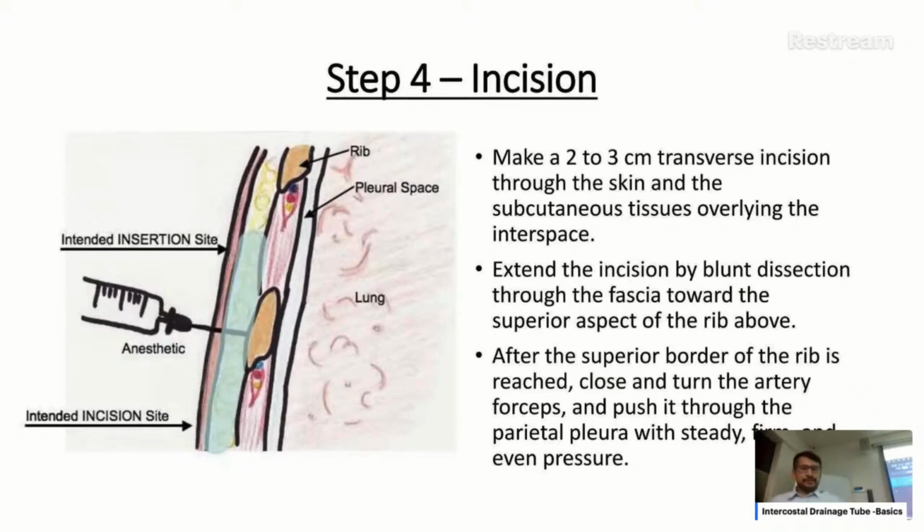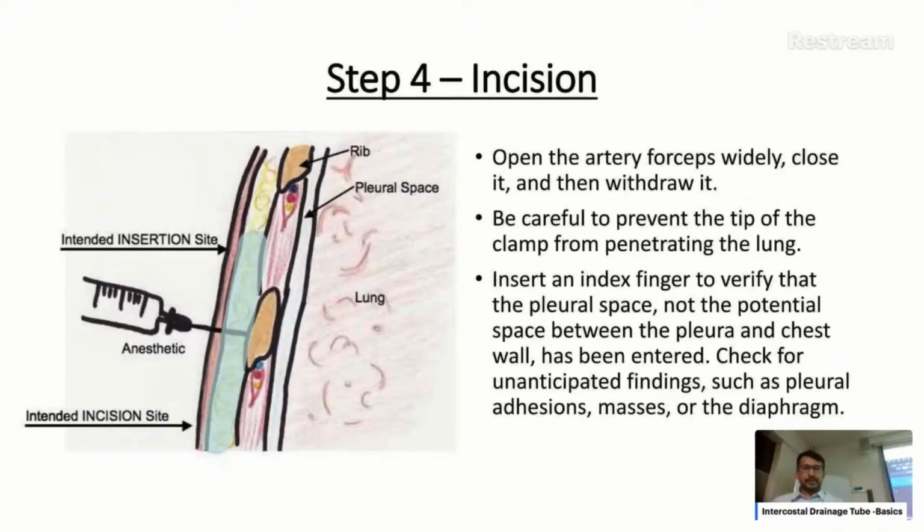Next step is the incision. We make a 2 to 3 centimeter transverse incision through the skin and the subcutaneous tissue overlying the interspace, which we have already marked. Now we extend the incision by blunt dissection through the fascia towards the superior aspect of the rib above. After the superior border of the rib is reached, we close the artery forceps and push it through the parietal pleura with steady fingers and even pressure. Then the artery forceps are widened, closed, and then withdrawn.